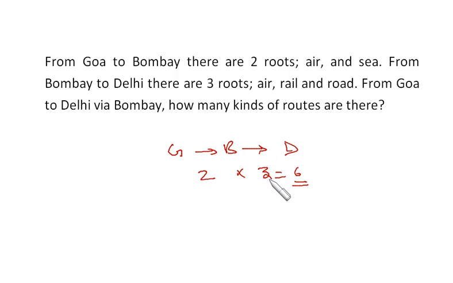It's very simple. We just applied the principle of multiplication over here, but simultaneously we applied common sense. Two ways are there from Goa to Bombay and three ways are there from Bombay to Delhi. So 2 into 3, 6.